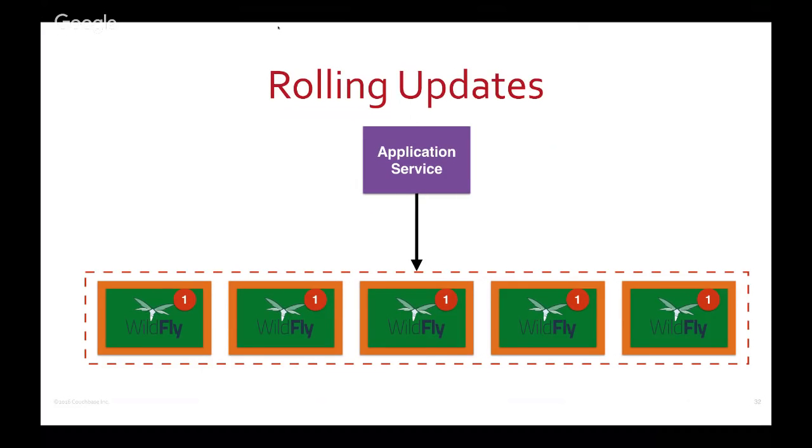So let's talk about rolling updates a little bit. Now, what is the concept of a rolling update? I have an application service. This is backed by a replica set with 5 pods in it. By rolling update, I mean one by one, I'm going to update all of them from version 1 to version 2. That's what we mean by rolling update. And of course, not dropping in-flight sessions, all those things.